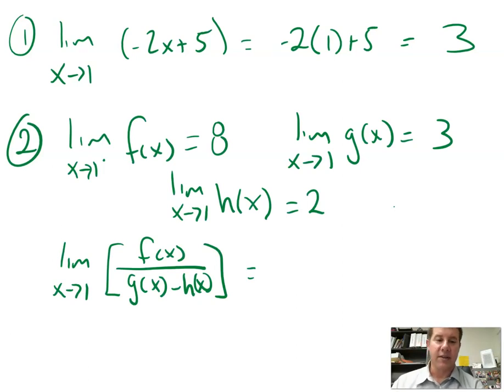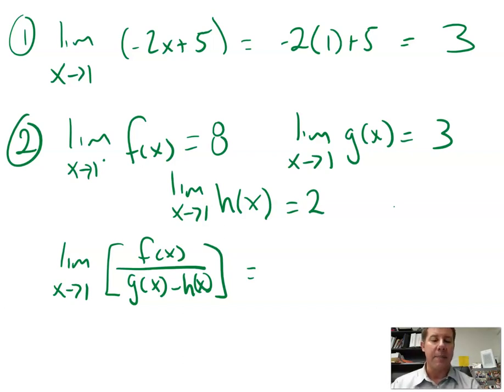All right, boys and girls. Here's that problem I promised you. Number 2 here. I'm giving you the limit as x approaches 1 of f of x, and I'm telling you that is 8. The limit as x approaches 1 of g of x is 3, and the limit as x approaches 1 of h of x is 2. I'm telling you those limits. I want you to use that information to evaluate the limit as x approaches 1 of f of x over g of x minus h of x, and then tell me the limit laws you use to evaluate this. Okay?